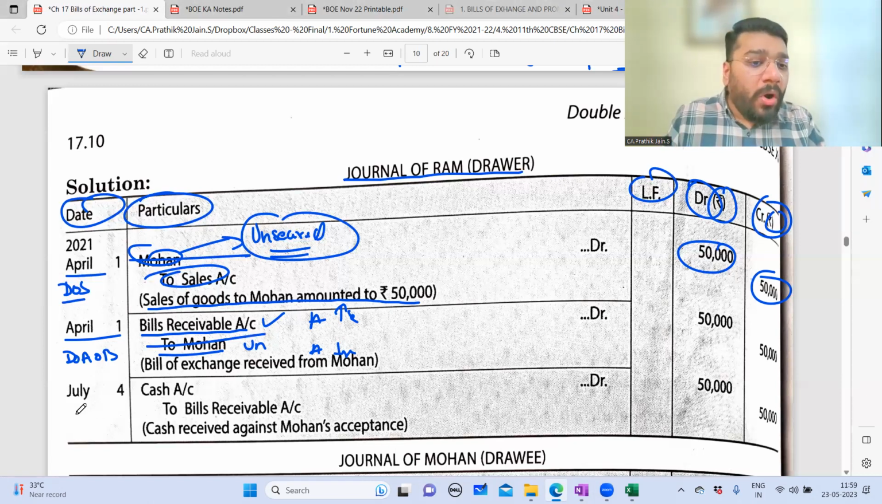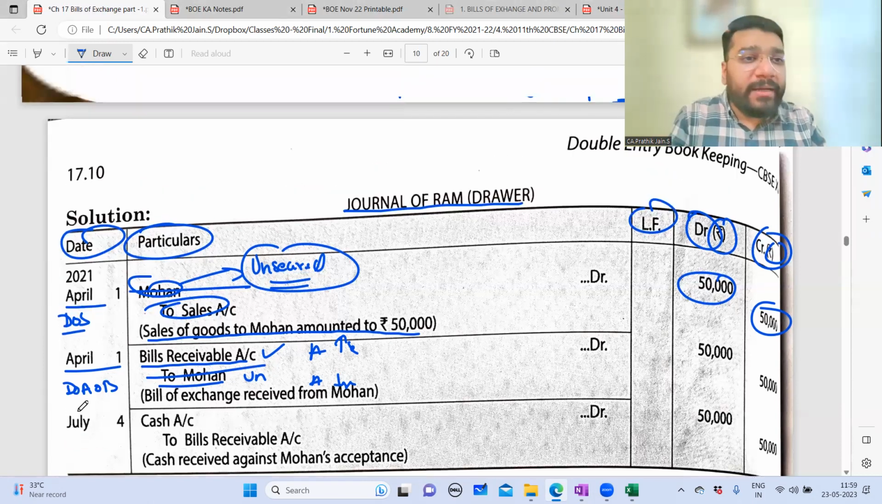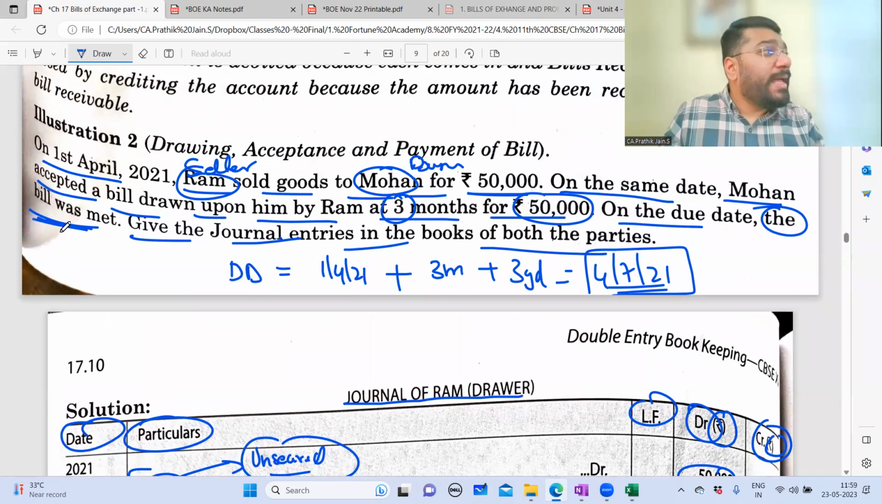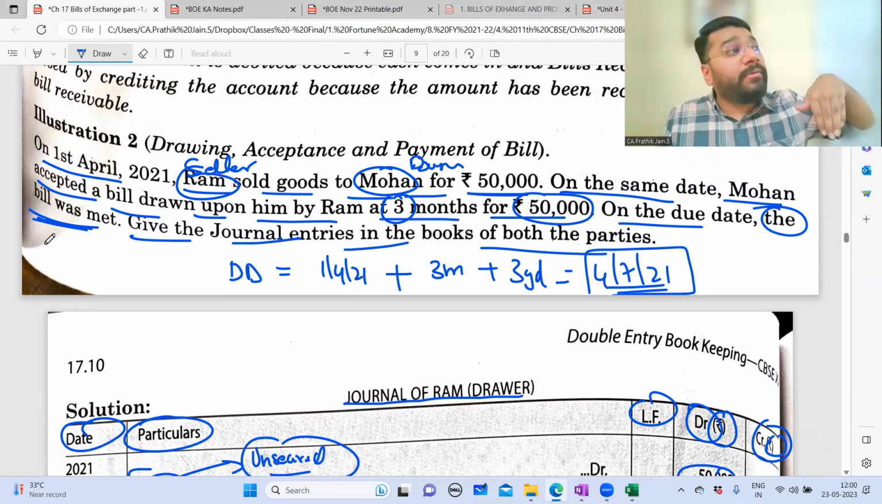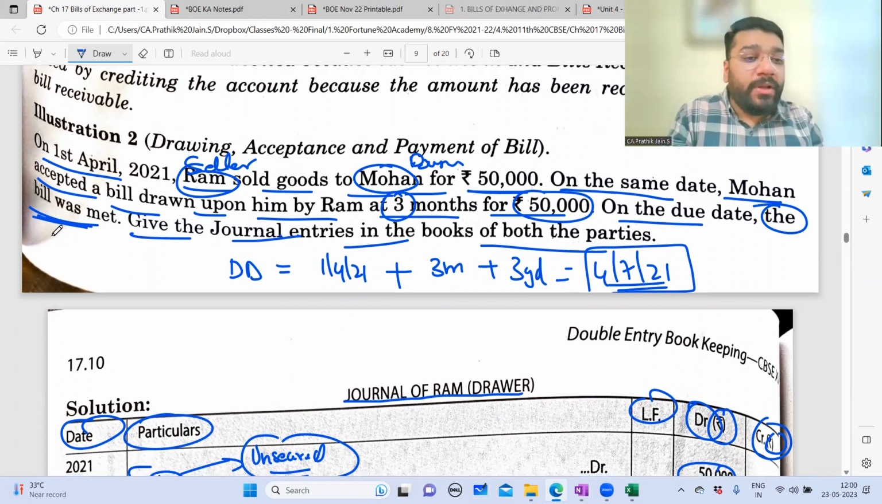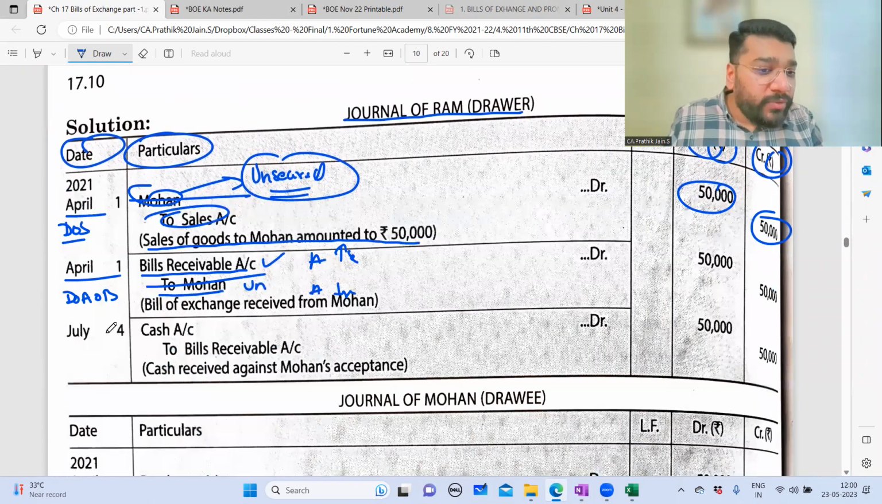Now what happens? On the due date, the bill has been met. The question very clearly says that, sir, on the due date, the bill was met. Means the bill is honored. Another way of explaining this sentence is, on the due date, the bill was honored. Like that, they can change the language, but the emotion is the same. Which means what? On the due date, money is received. So what will happen on the due date, 4th of July, which we calculated?